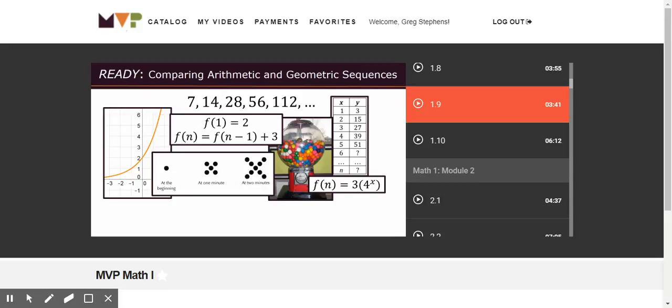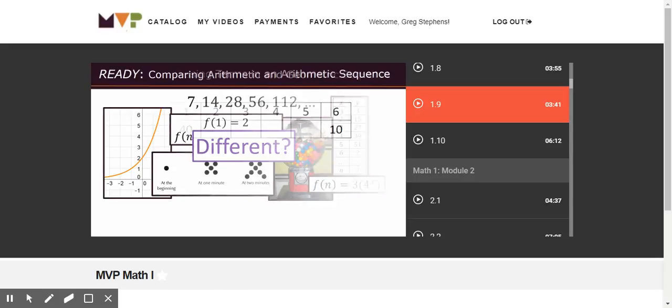How are arithmetic and geometric sequences similar? What is similar about how they are created? Is there anything similar about their graphs, tables, equations, or other representations? How are they different? What is different about how they are created? What is different about their graphs, tables, equations, and other representations?